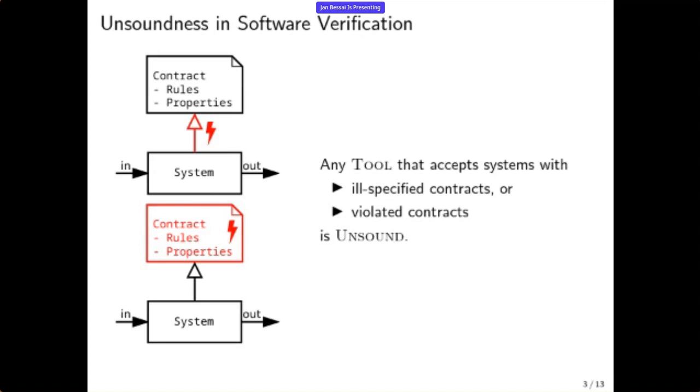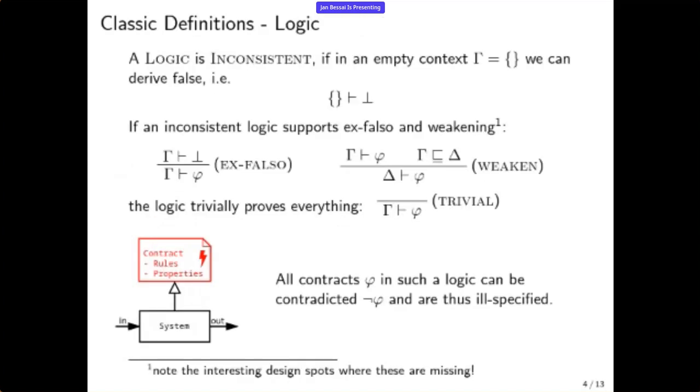Okay. However, we can have a bit of a more formal definition too. For example, if we look to logic, then a central concept of logic is inconsistency. We say that a logic is inconsistent if in the empty context we can derive false. So what does that mean? Why is that bad?